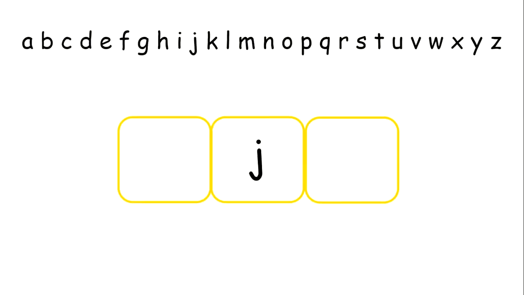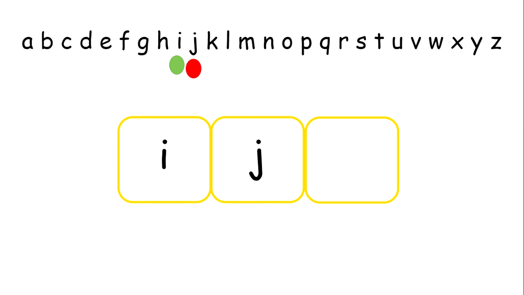So what letter is in the middle here? This is letter J. Could you find letter J up here for me, please? Point to it on your screen. Good job. There is the letter J. And now which letter comes before letter J? Point to the letter that is before letter J. You have to say it before you get to letter J. That is the letter I. Nice job. Now let's write in the letter I here because that comes before letter J.